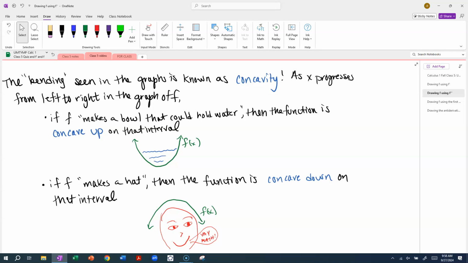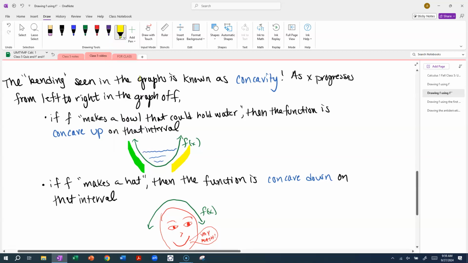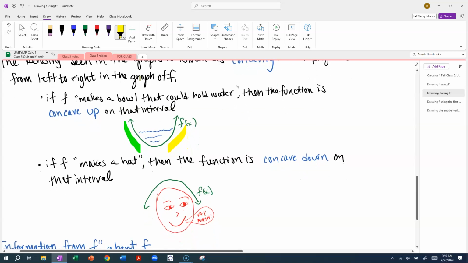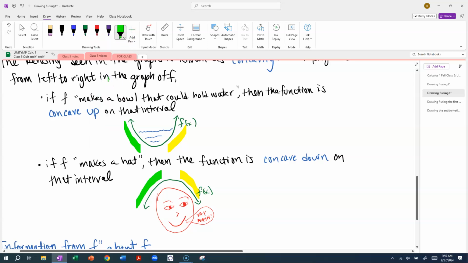I also want to emphasize that you could see either one side or the other side of the bowl. You don't necessarily have to see both. Similar thing with concave down. I think of concave down as a hat. Again, you might see one side only, or the other side, or you might see both. Just know you don't have to have both present visually.